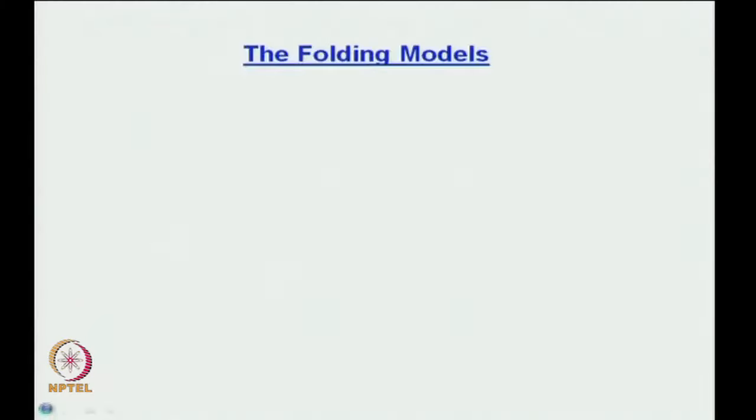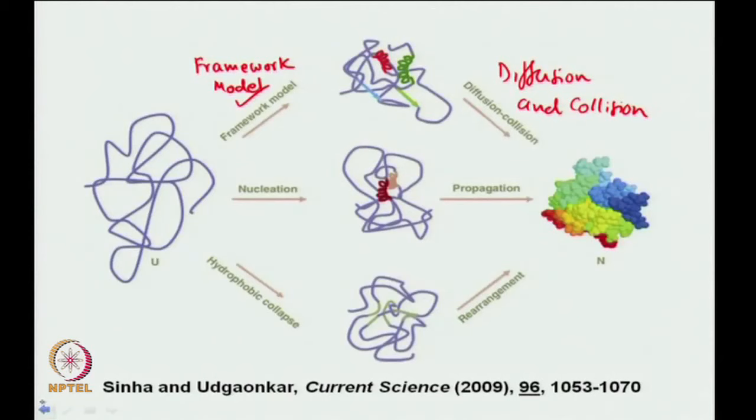Now, the other two mechanisms, one is nucleation. What it says is that here you form a certain nucleus of certain elements of the structure, and this is your nucleus. You can see you have already formed the nucleus out here. Once you have formed the nucleus, then here possibly there is no diffusion collision. Once you have formed the nucleus, everything else now sits on it and rearranges to give you the final native state.